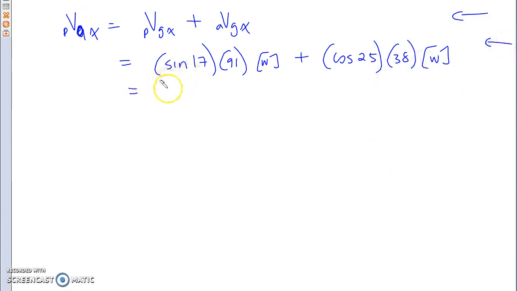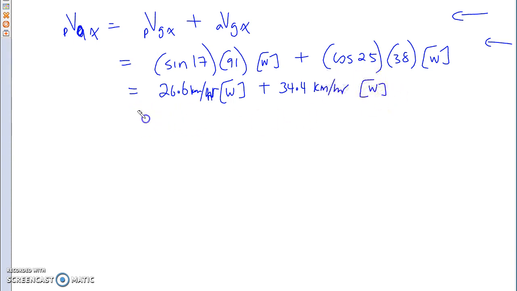And you end up with 226.6 kilometers per hour going west, plus 34.4 kilometers per hour also going west, and you end up with a VPAX, which is 61.0 kilometers per hour going west.